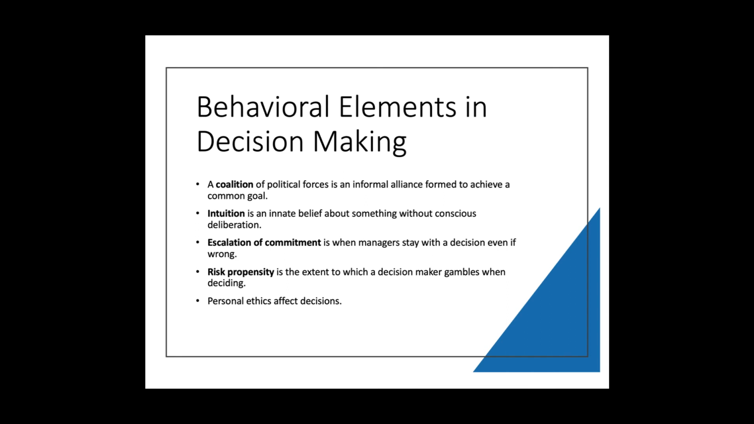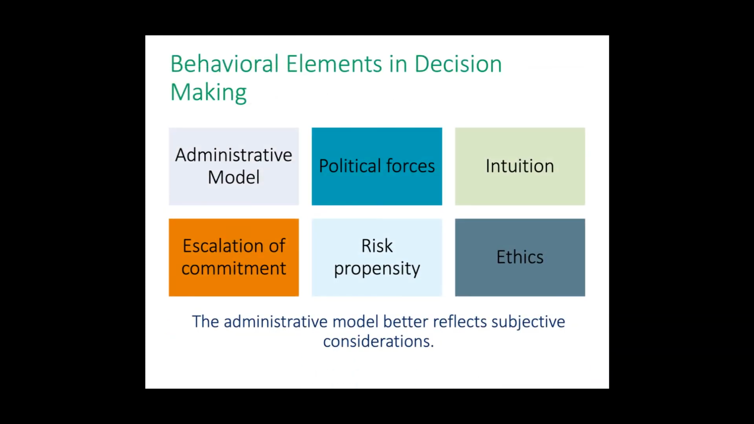How much do they tend to stick with the wrong decision simply because of pride, simply because of ego, simply because they don't want to be proven wrong? How much are they introducing the whole idea of gambling into their decisions on a regular basis? And what kind of personal ethics do they demonstrate in the decision-making process? All of these things are incorporated into this administrative model, or the reality of how some decisions are actually made in business settings, other than the classic model.